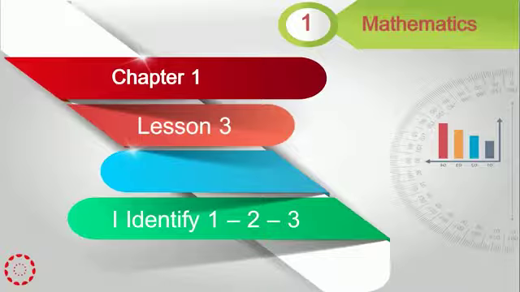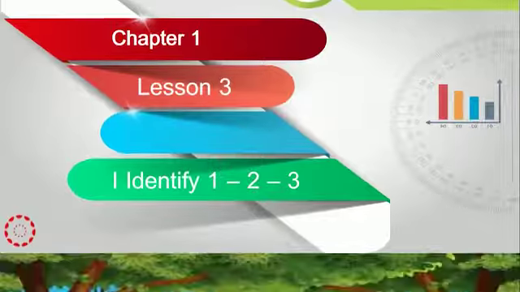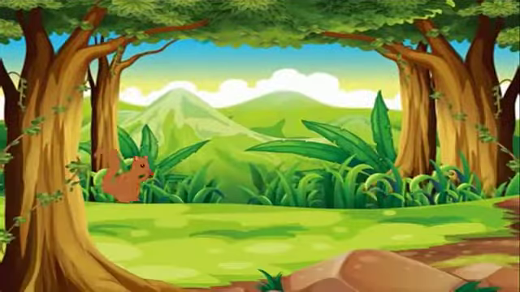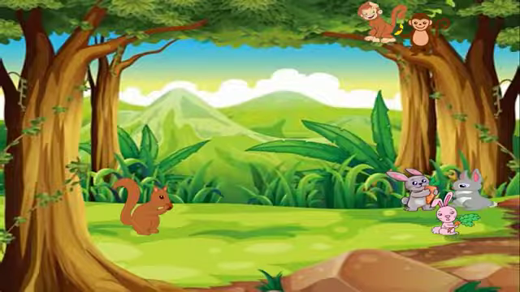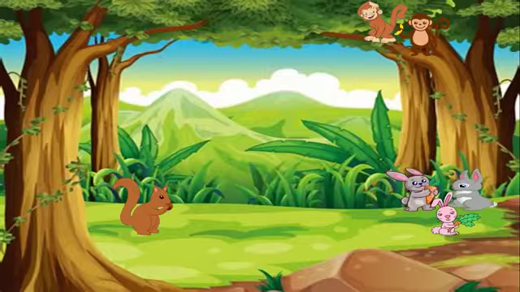Mathematics 1, Chapter 1, Lesson 3. I identify 1, 2, 3. We have some wonderful animals: monkeys, rabbits, squirrels.